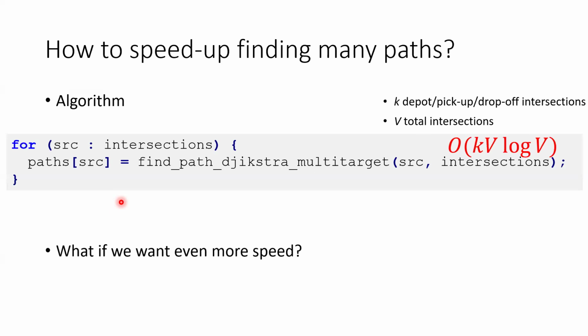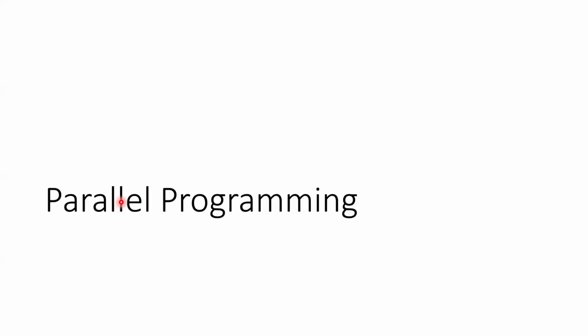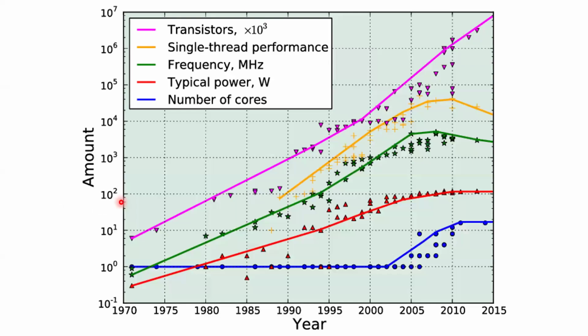But what if we want even more speed? This is where parallel programming comes in. So this is just a picture to motivate using parallel programming. This line that grows and grows is the number of transistors on chip each year. And by Moore's law, it will grow and grow.